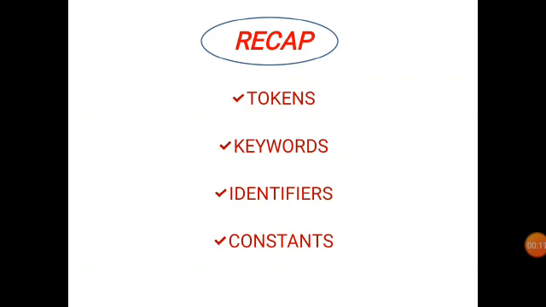Already we have seen about tokens, keywords, identifiers and constants. Tokens mean the smallest individual unit in a program. In a single line there are many tokens. Keywords have predefined meanings in the C++ language, and the user cannot give the name of a keyword. An identifier is a variable name or a class name given by the programmer. Constants are fixed values.